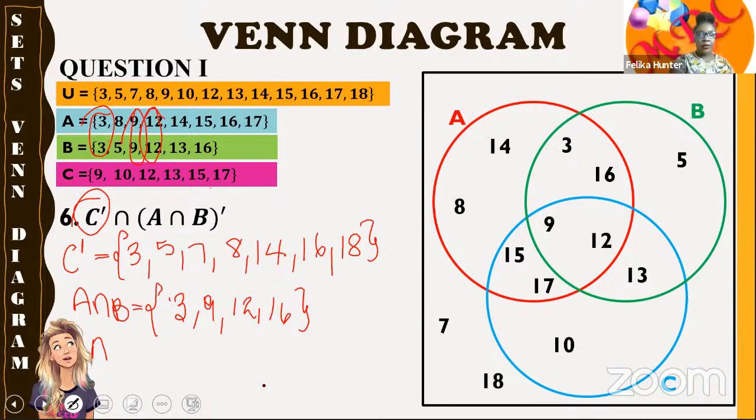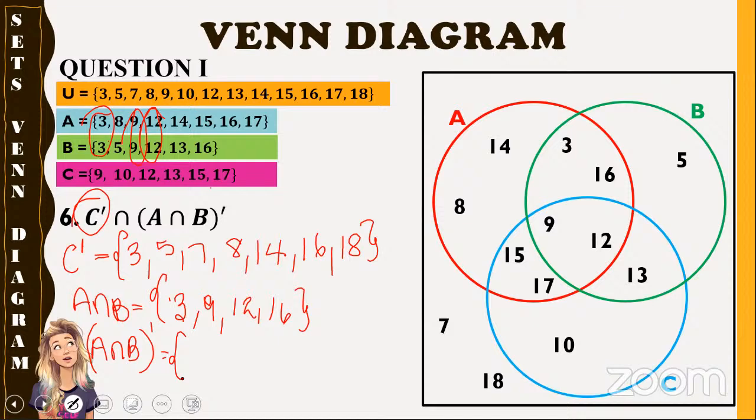Good question, Marlon. Thank you for asking that. So we're going to go with A intersect B complement. Now I have A intersect B. What is A intersect B complement? Who'd like to tell me? Go ahead, honey.